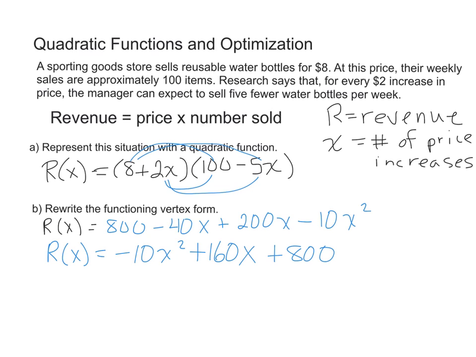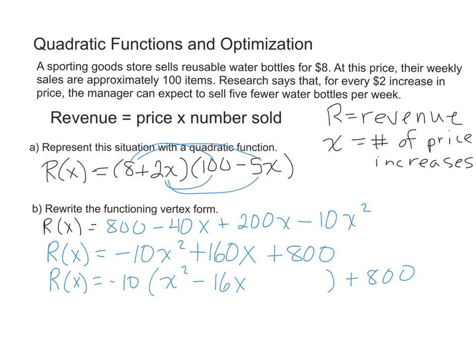It asks us to put it in vertex form, but that's what we know how to do, right? Take from standard to vertex. So we had to get it to standard first so that we can go to vertex form. So now I'll start that process of completing the square. Negative 10, so it's going to be x squared minus 16x, and then plus 800.